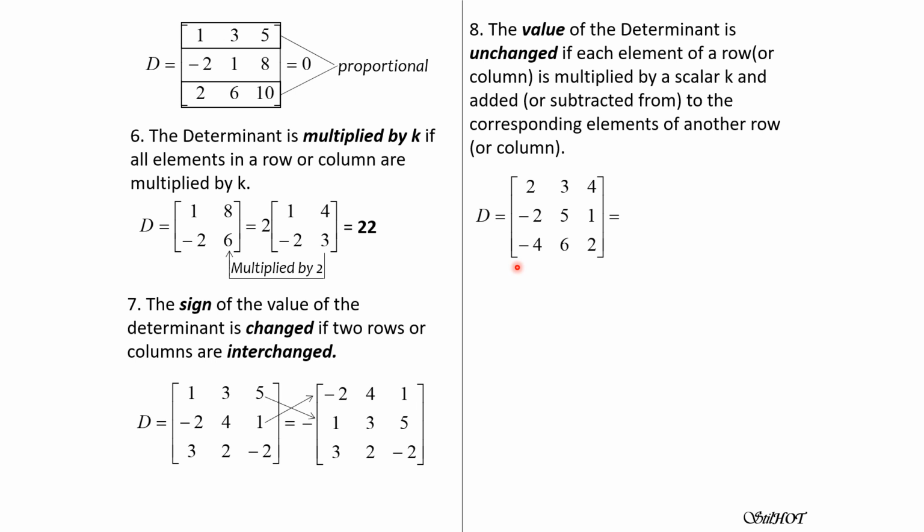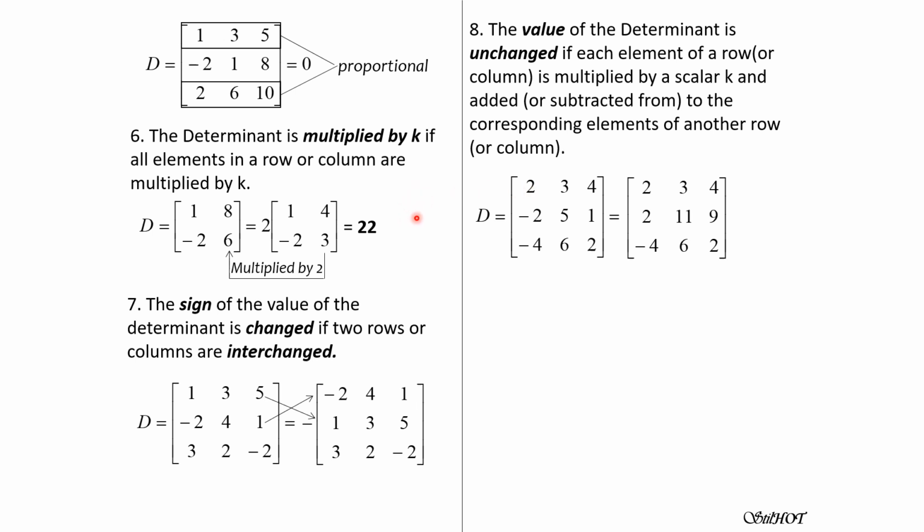So here we have row 2. These new row 2 elements are obtained by adding 2 times this row 1 element. So 2 times 2 is 4. 2 times 2 is 4.